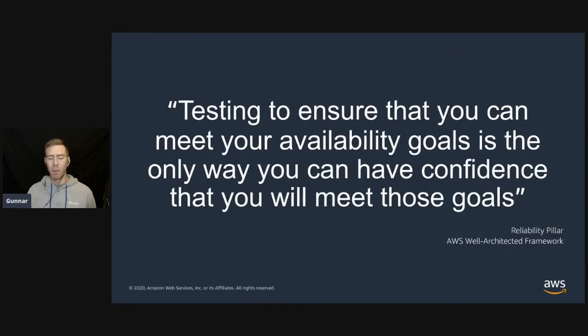So this is a statement from the updated reliability pillar of the AWS Well-Architected Framework. Testing to ensure that you can meet your availability goals is the only way that you can have confidence that you will meet those goals. And what this tells me is that even though we follow best practices, for instance, by using the Well-Architected Framework, and we use services that are built for high availability, and we are really good at what we do, well, building modern applications that often are distributed by default, it is really complex. So we can't really gain that confidence in the application until we've seen how it behaves under adverse conditions.